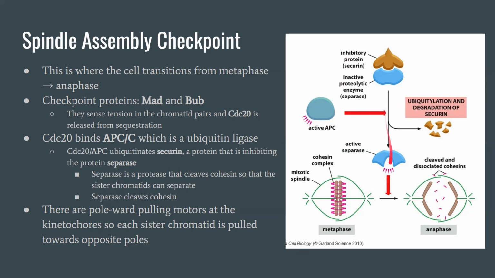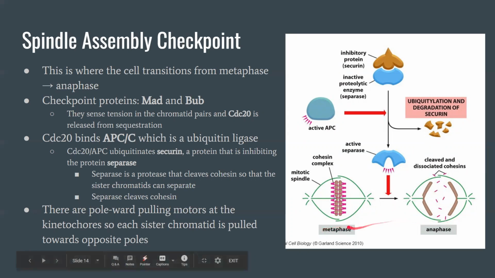When separase is active, it's a protease, which means it cleaves cohesin, which are those protein rings around the sister chromatid pairs to keep them together so they don't split too early. If you think of the name, it's kind of easy to remember: separase separates the sister chromatids. It cuts these bonds, the cohesin rings. So now the sister chromatids can separate. These are dissociated cohesins. They just go off. They're not important.